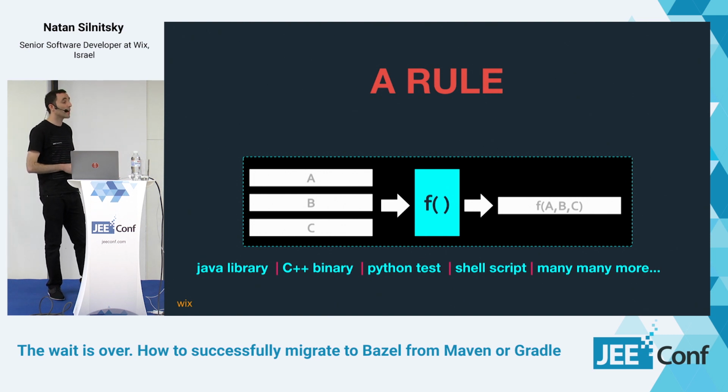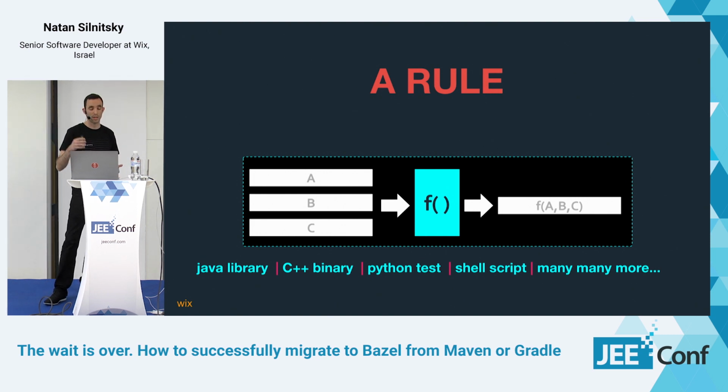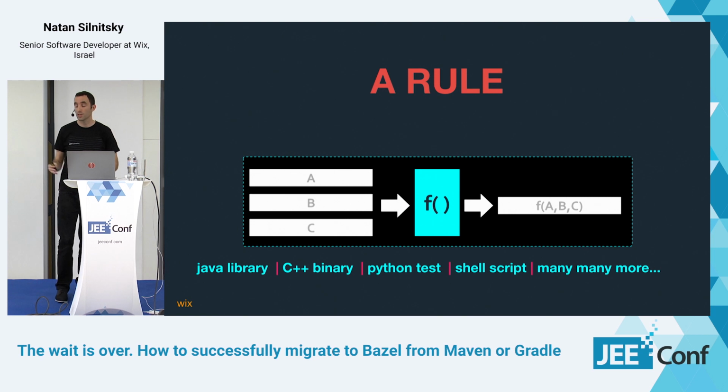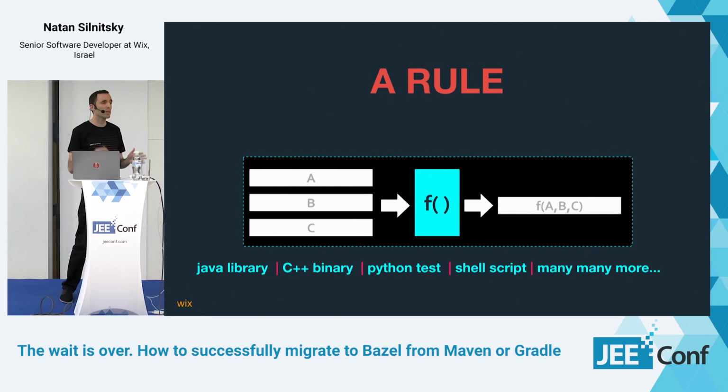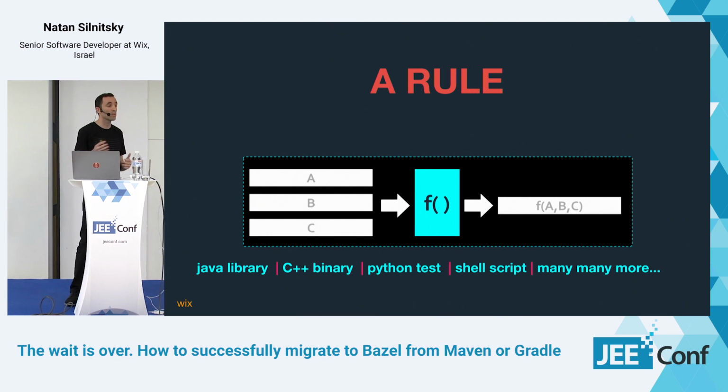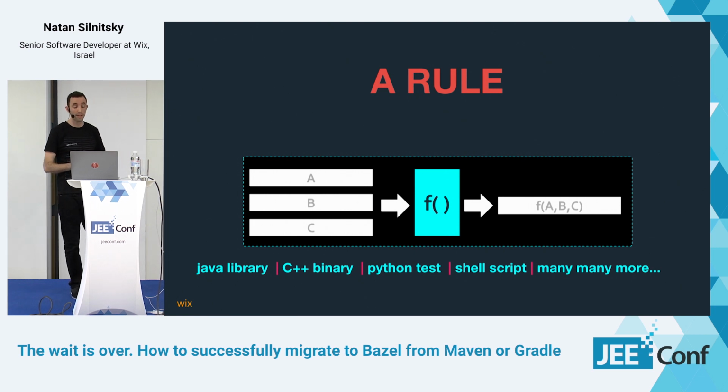So you can build a Java library, but also a C++ binary that you can execute, or run a Python test, or execute a shell script. There are many, many different kinds of rules that have been contributed by the open source community for a very large number of languages. And Wix as well has added its own set of rules that it found missing for its ecosystem.